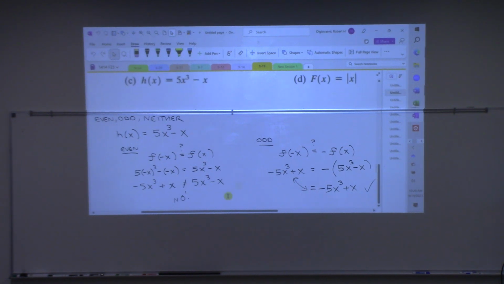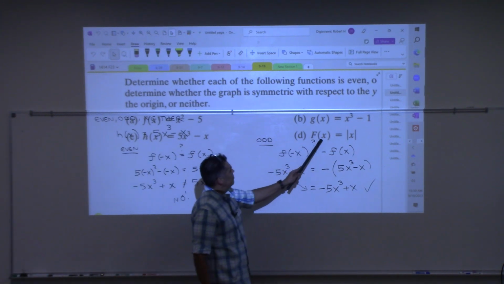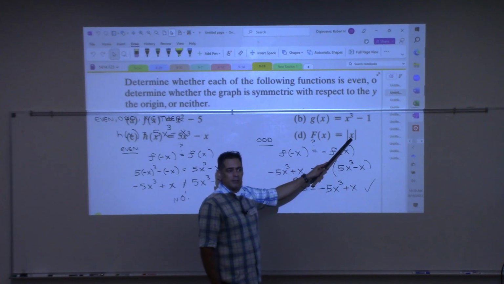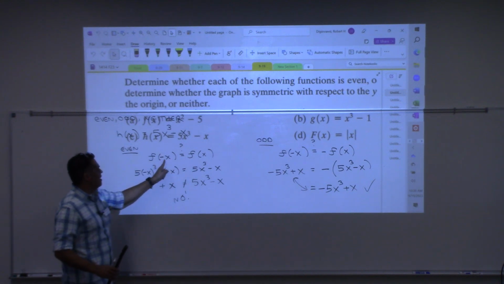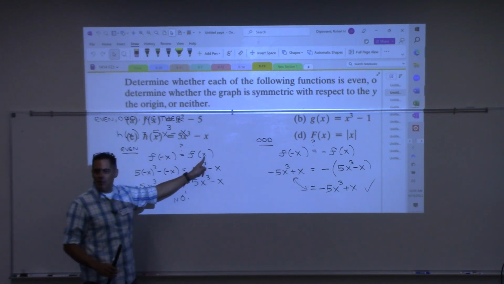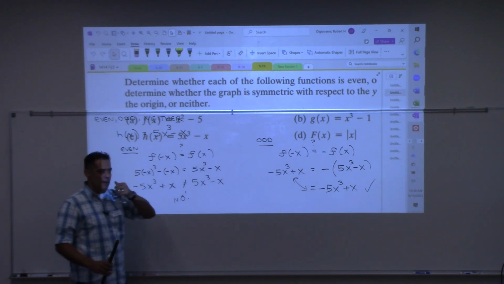I'm not going to do this one on the board. Let's just think about it. This one right here, the absolute value of x. Would it be even? If you plug in a negative, is it the same as plugging in a positive? Yes, right? Because if you plug in negative 4, you get the same as plugging in 4.